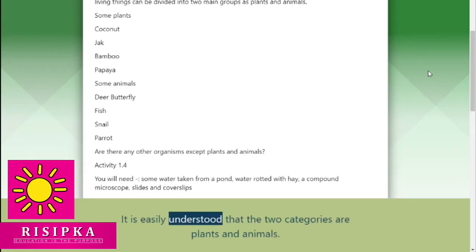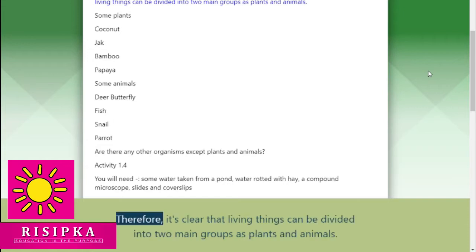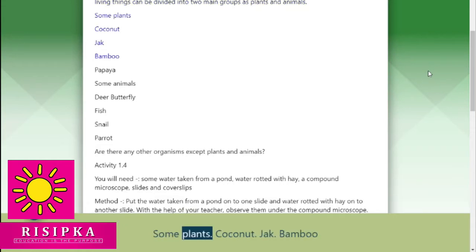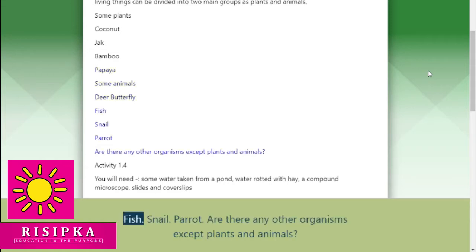It is easily understood that the two categories are plants and animals. Therefore, it's clear that living things can be divided into two main groups as plants and animals. Some plants: coconut, jak, bamboo, papaya. Some animals: deer, butterfly, fish, snail, parrot. Are there any other organisms except plants and animals?